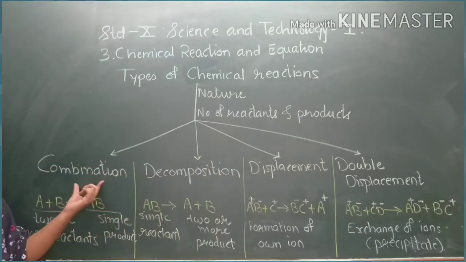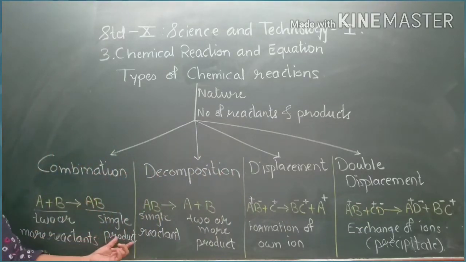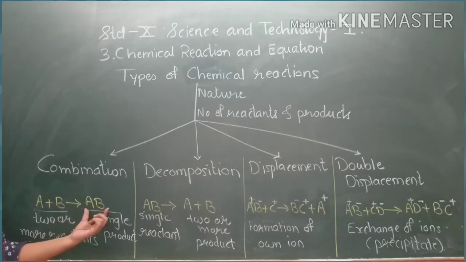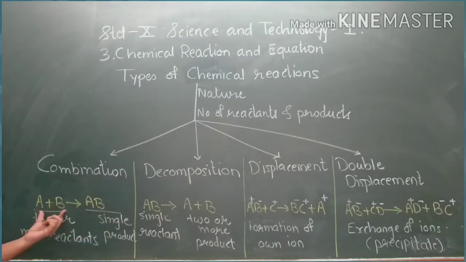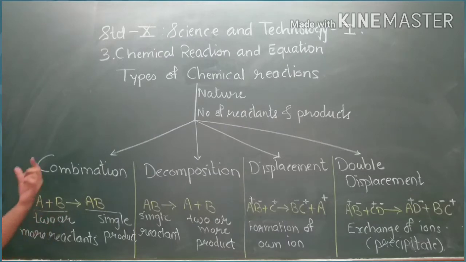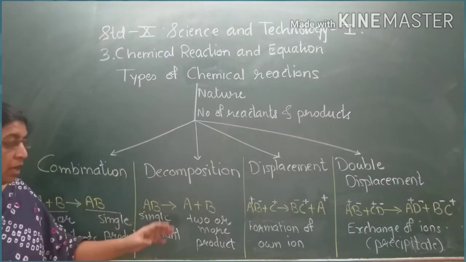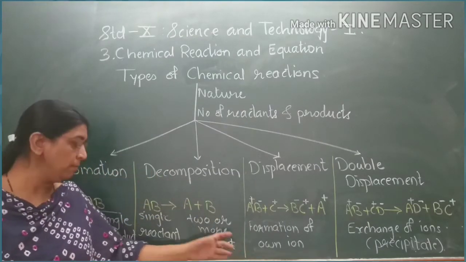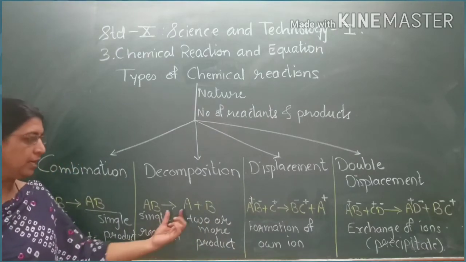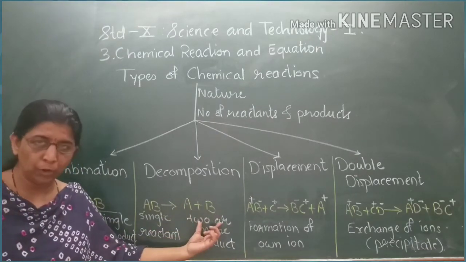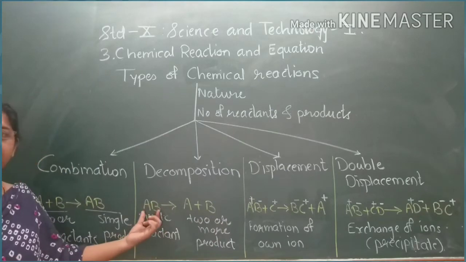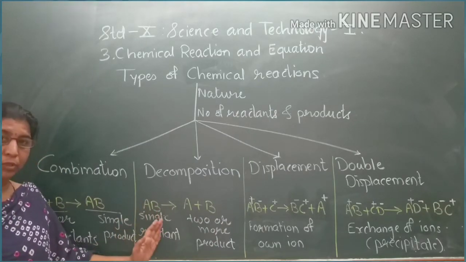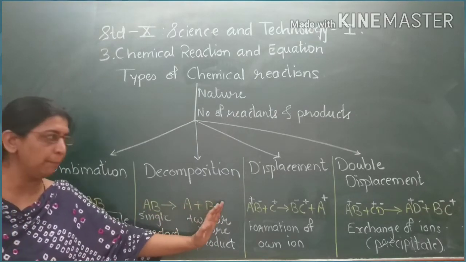In a combination reaction, a single product is formed from two or more reactants. Here the product AB is formed from A and B, two reactants. In a decomposition reaction, two or more products are formed from a single reactant. Here you will see A and B are the two products formed from a single reactant AB. So AB decomposes to A and B separately.